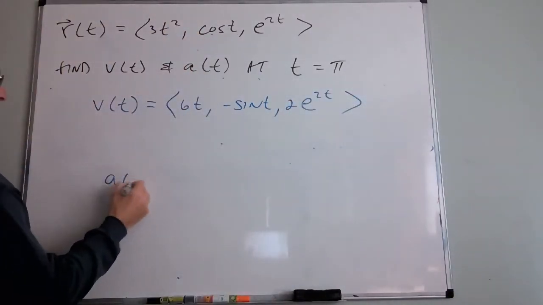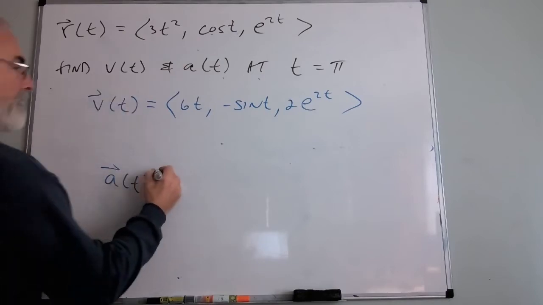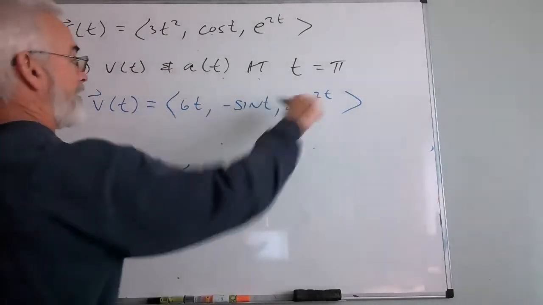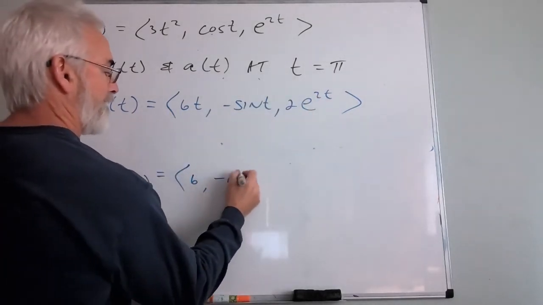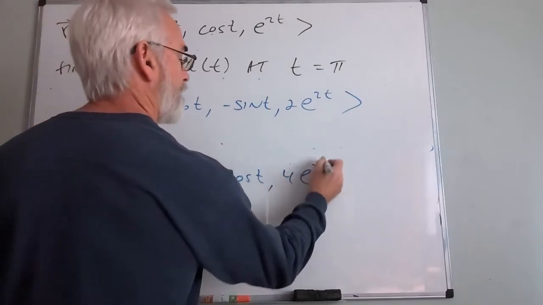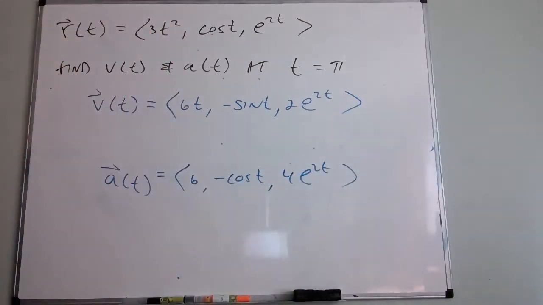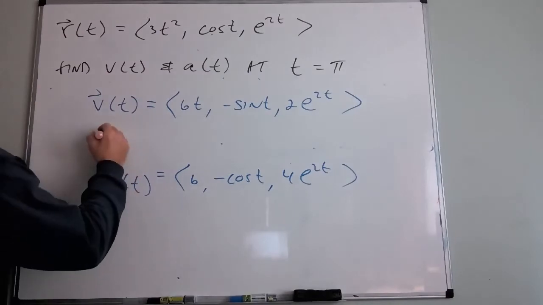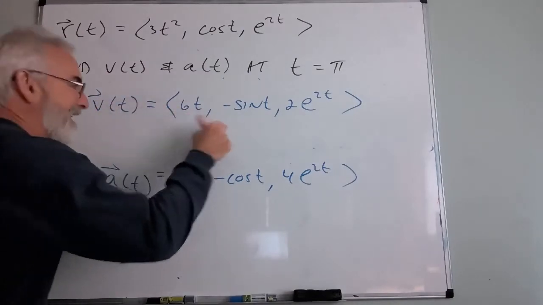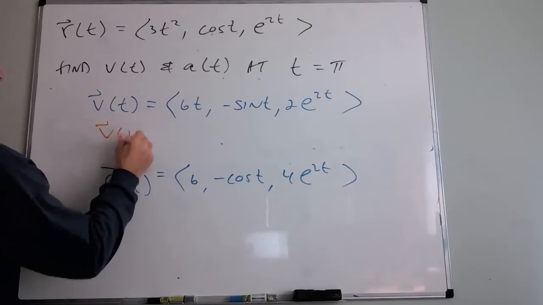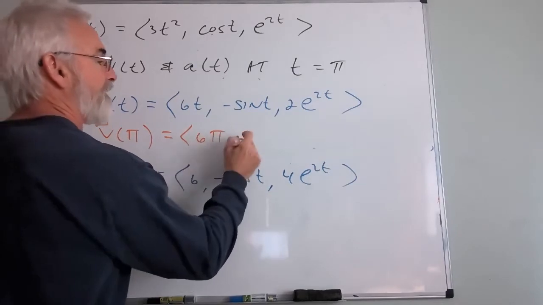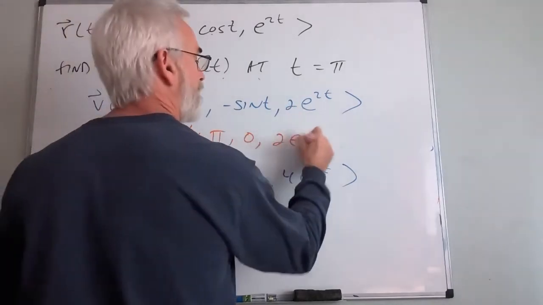Next, we'll find a of t. Again, the hat indicates these are vectors, not scalar valued functions. And then the derivative across would be 6, negative cos t, 4 e to the 2t. These are my two vectors in general for all values of t. So what are they at specifically t equals pi? Now, by the way, don't say v of t equals, say v of pi equals. That'd be 6 pi. The sine of pi is 0. 2 times e to the 2 pi.